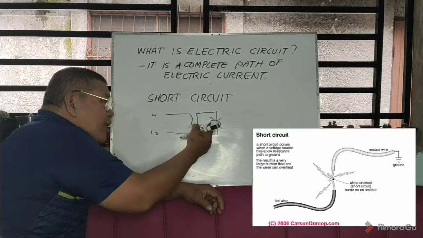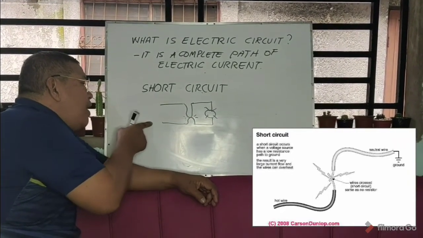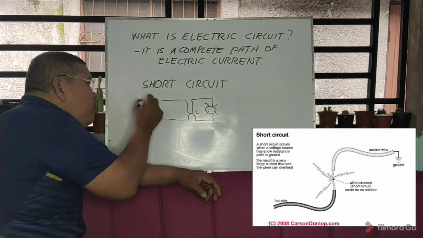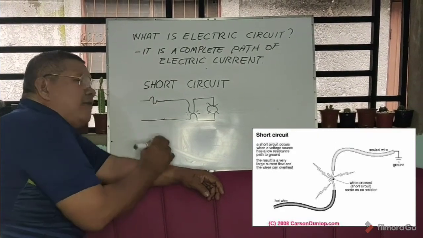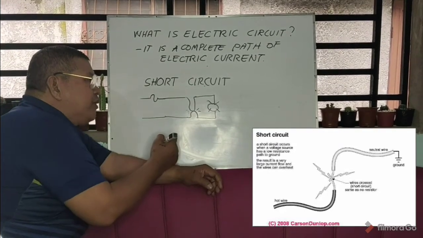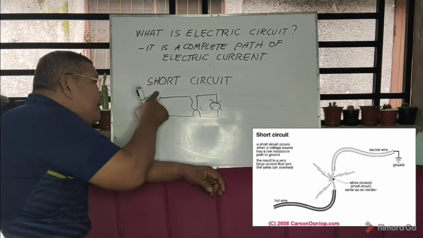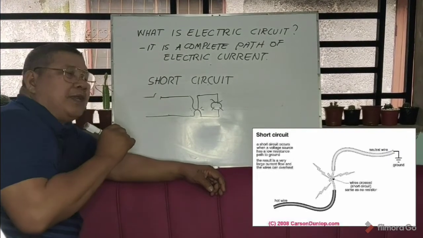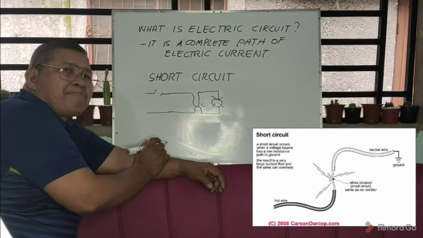The lamp will not be affected, but only the wire. That is why there's a need for you to have a fuse. So this is now the fuse. If there is a short circuit, the fuse will be cut. Okay? Then the circuit now is safe.